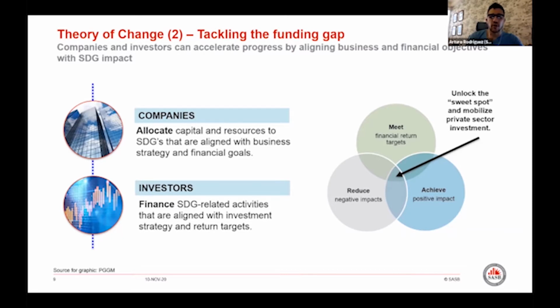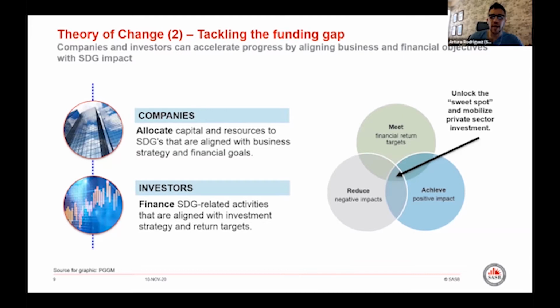So we talked a little bit about a funding gap in our paper and put forward this idea of the sweet spot, in which overlaying the SASB materiality lens into the SDGs framework means that it is likely that we'll find that sweet spot in which negative impacts can be reduced, societal or environmental impacts can be reduced, positive impacts can be achieved, again, also in both the environment and society.